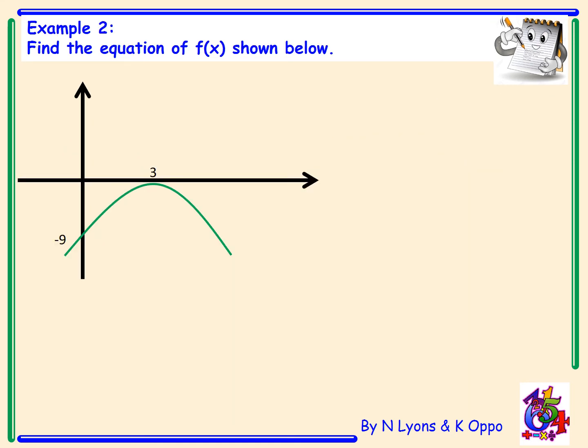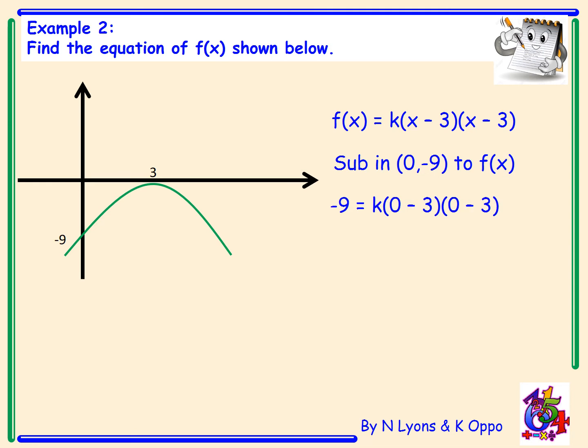Example 2. Find the equation of f(x) shown below. Here we have one root shown, which is x equals 3. As the curve does not go through the x-axis, but merely touches it and comes away again, this is a repeated root. Therefore, the function can be written as k multiplied by x minus 3 times x minus 3. We must then use the point (0, -9) to find our value of k.